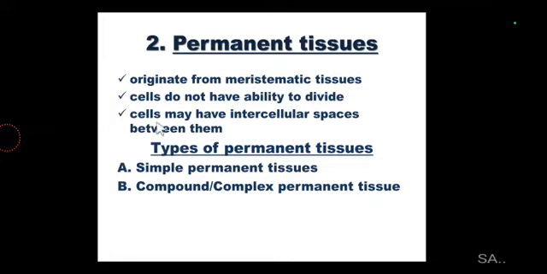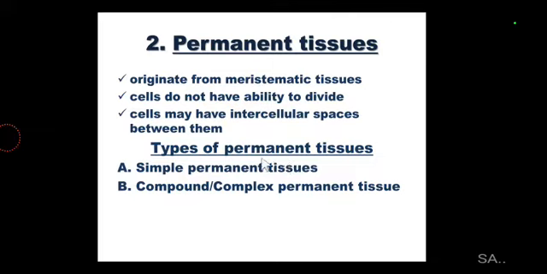The other point is that the permanent tissues are made of cells that may have intercellular spaces between them. It means the intercellular space may be there or may not be there among the cells of the permanent tissues.